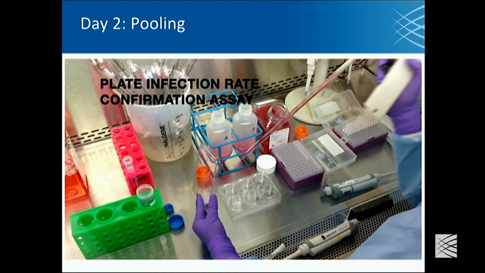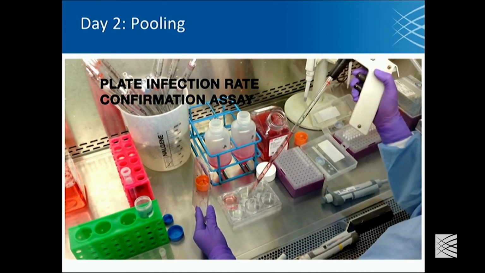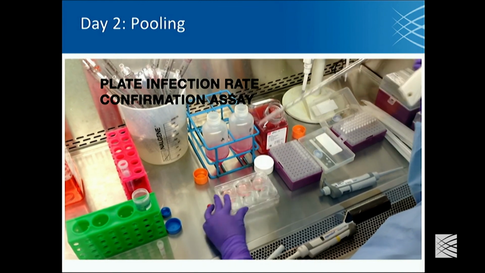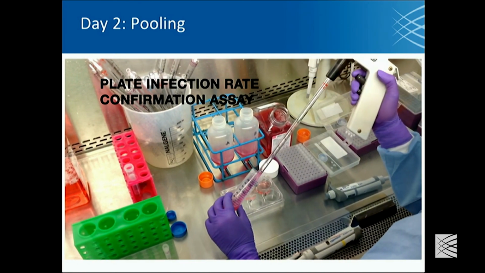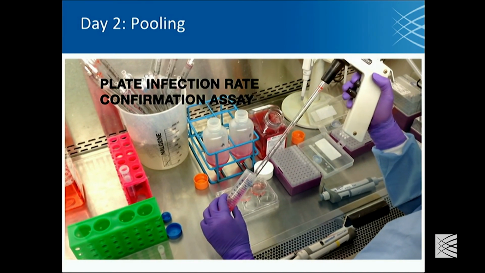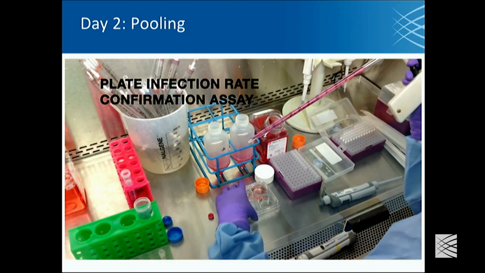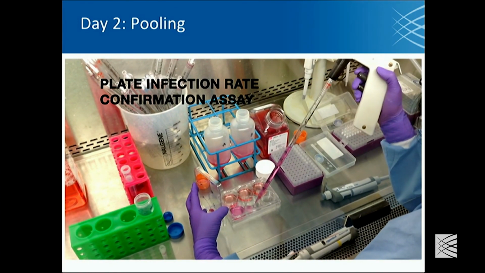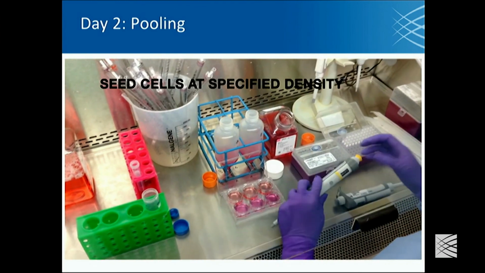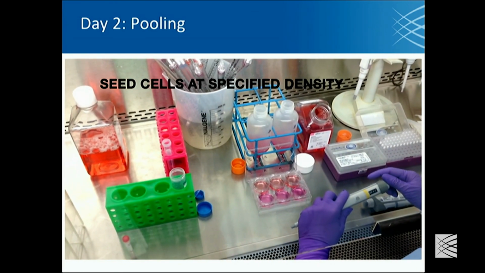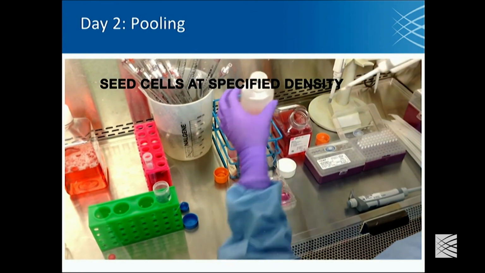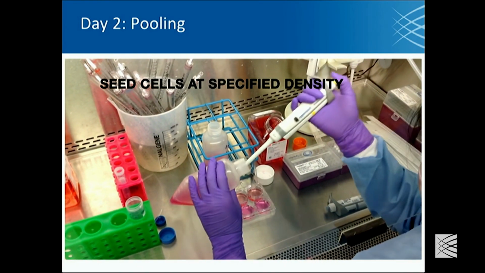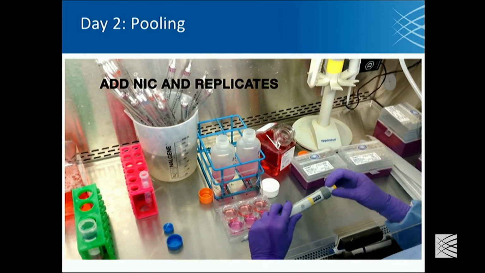Plate an infection rate confirmation assay with puro and no puromycin wells. Seed the cells into the plate at the density specified by the viral titration. Include the NIC and the replicates.